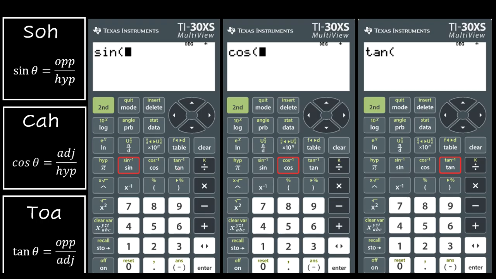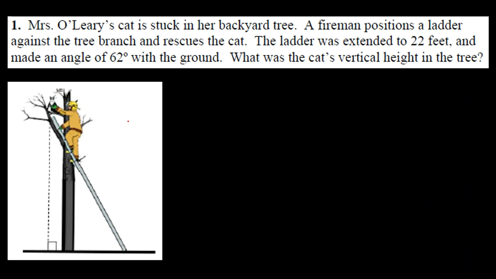Okay, let's go over the handout for trig function application. It says Miss O'Leary's cat is stuck in her backyard tree. A fireman positions a ladder against the tree branch and rescues the cat. The ladder was extended 22 feet and made an angle of 62 degrees with the ground. What was the cat's vertical height in the tree?